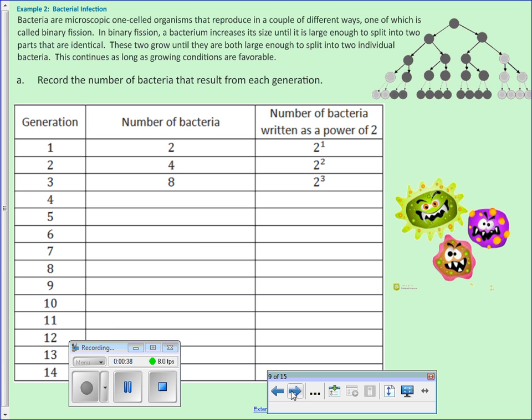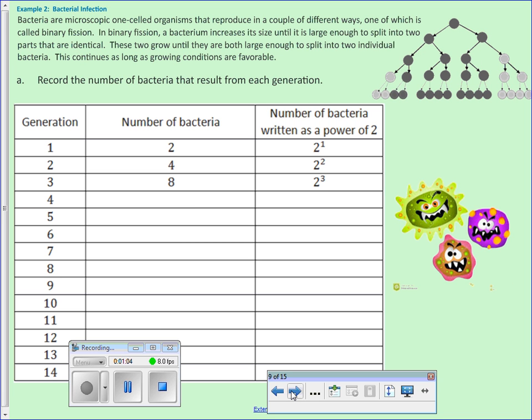An example of what exponents are. One example from the real world would be in a science class. I think this is 8th grade, you'll learn more about this. You've already learned about bacteria in 6th grade and single-celled organisms. Bacteria are microscopic one-celled organisms that reproduce in a couple of different ways, one of which is called binary fission.